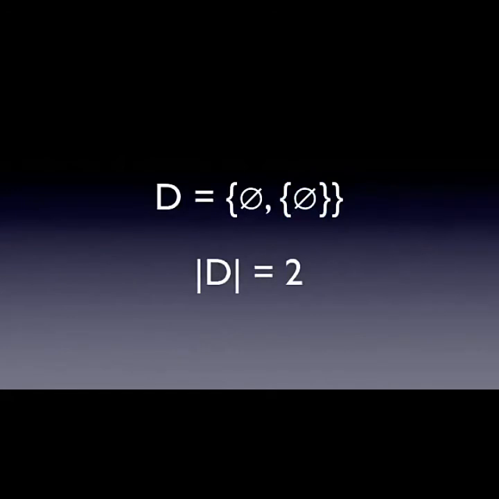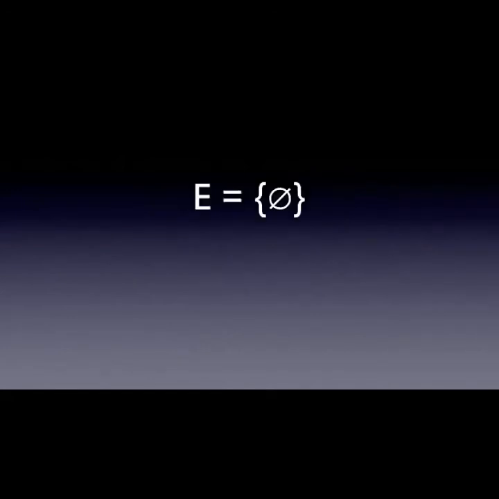Let's take a look at set E. Empty sets are tricky because while the empty set itself has a cardinality of 0 because it contains no elements, here we actually have a set that contains the empty set. Since a set is considered an element, the cardinality of E is actually 1. Remember, this notation refers to the empty set, while this notation actually refers to the set that contains the empty set.